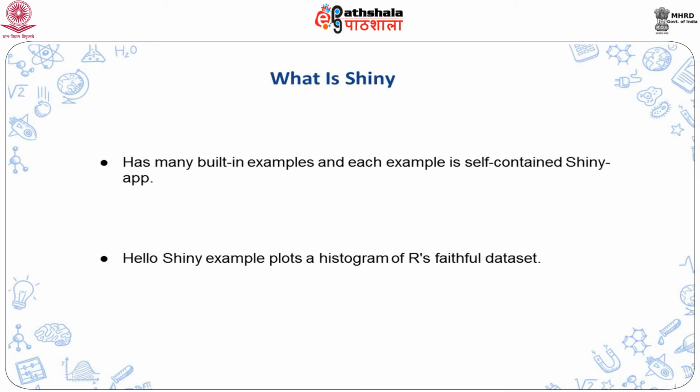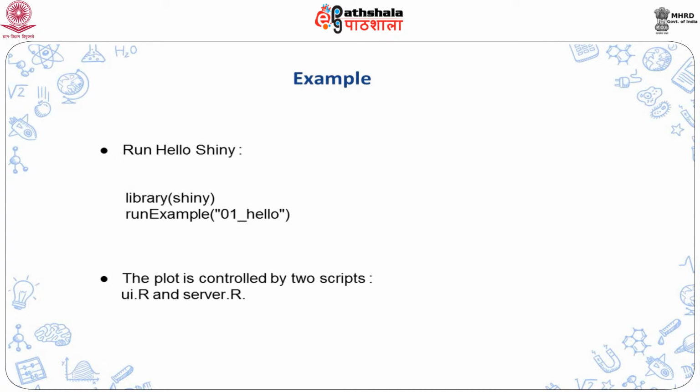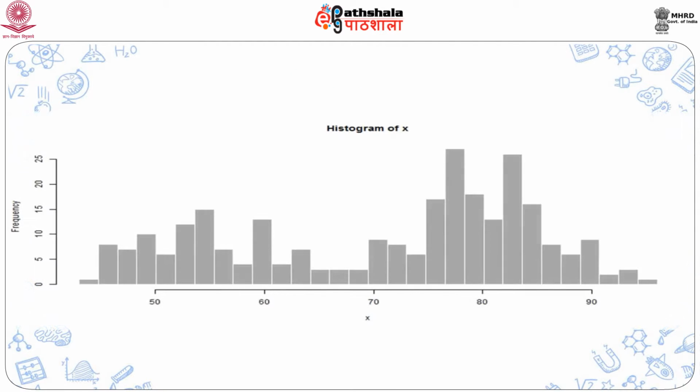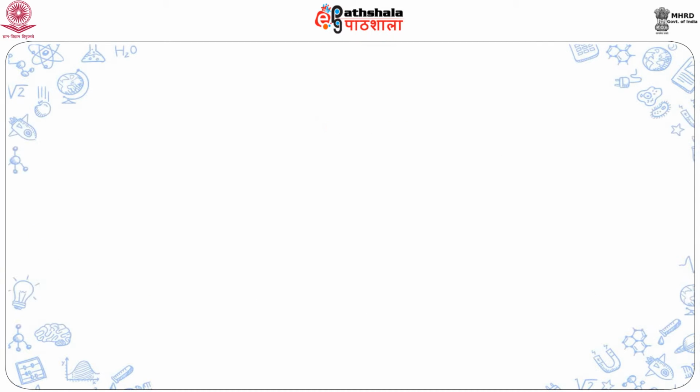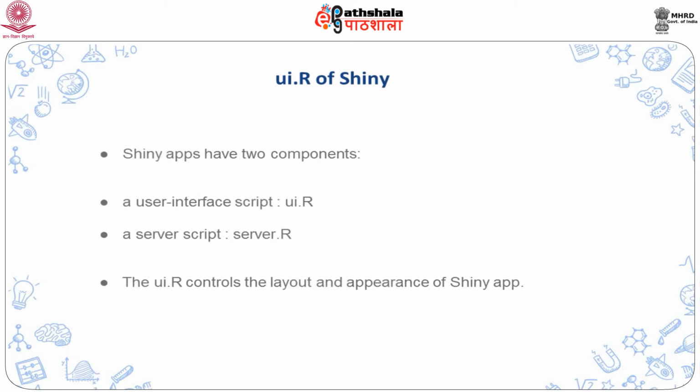the Hello Shiny app. So here the example is run Hello Shiny, then we are including library Shiny and runExample 01 hello. So we are considering the first example, and now look at the output. The plot is controlled by two scripts. One is ui.R and the other is server.R. So here is the plot. Let's demonstrate what these two scripts actually are. Shiny apps have two components, a user interface script ui.R and a server script server.R.